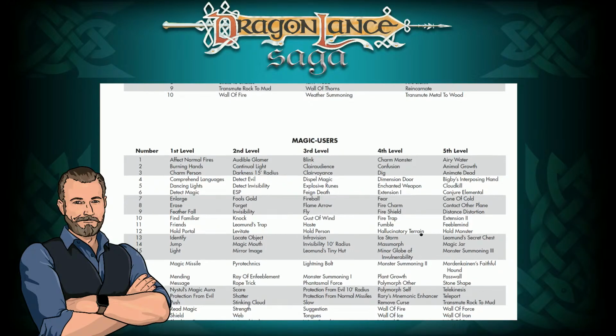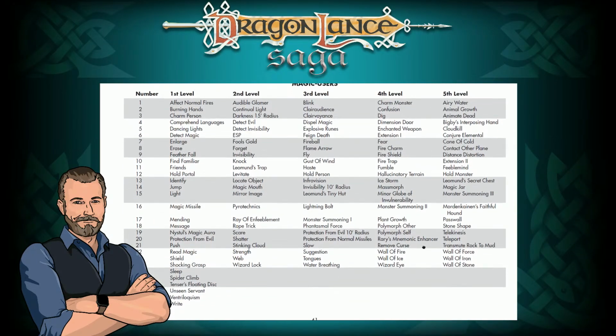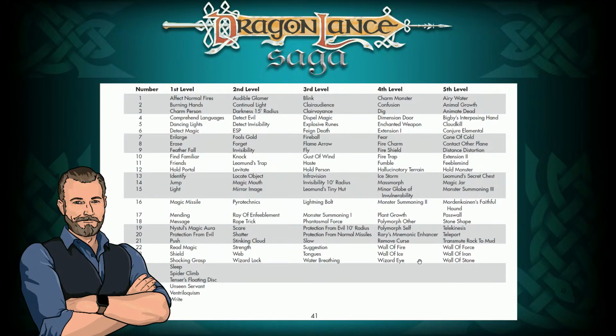And magic users, my goodness. Tensor's Floating Disc is awesome. That's a great spell. Totally underused in most of the campaigns I've ever played. But when used creatively, some of these spells are just fantastic.